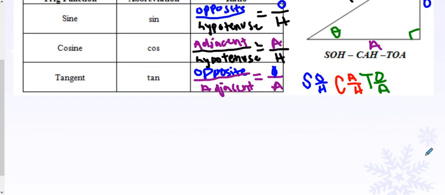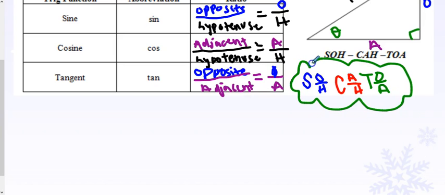SOHCAHTOA. Now there are lots of mnemonics. I'll say a few in class to give you ideas, and if you want to look them up, you can. But you do have to have SOHCAHTOA memorized. You have to know it. I strongly suggest writing this on your paper every single time, just so that you memorize it.